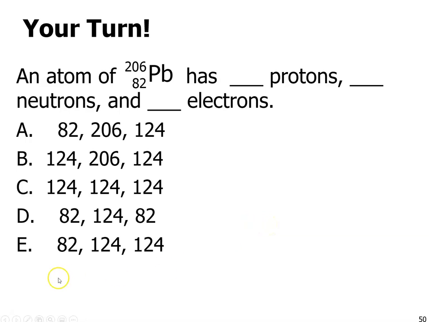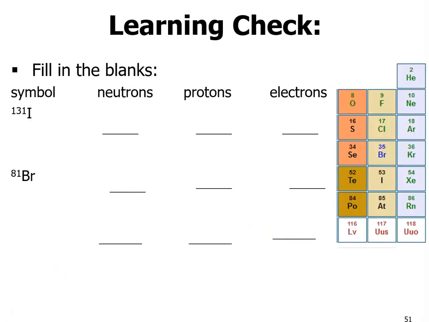So, another learning check that I'd like you to do: I'd like you to look at iodine 131, bromine 81, and also copper 65. I'd like you to do some math, figure out how many protons, neutrons, and electrons are found in those elements, and then post your response.